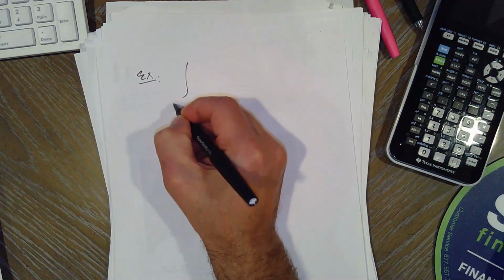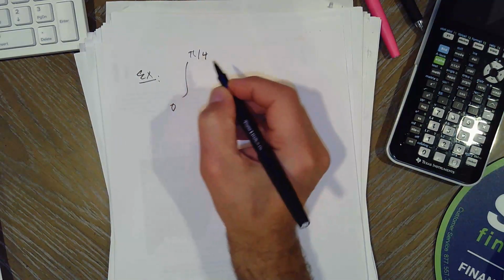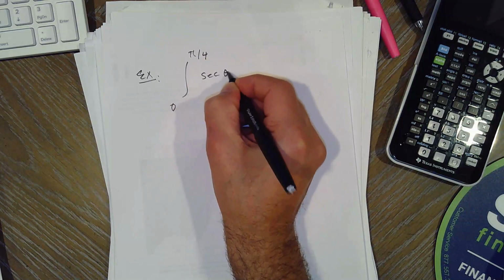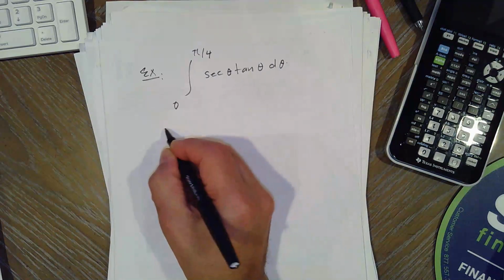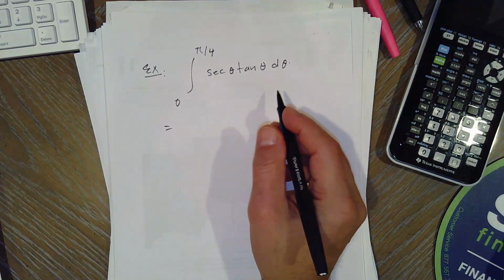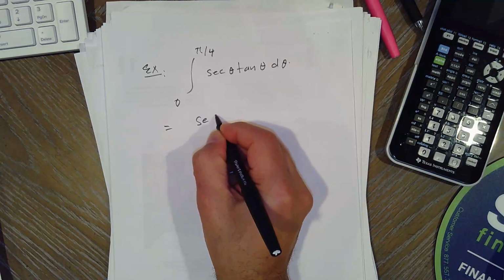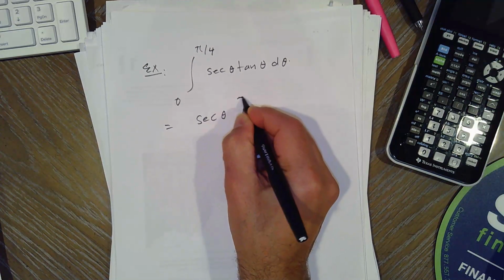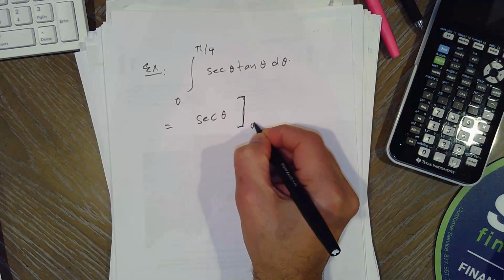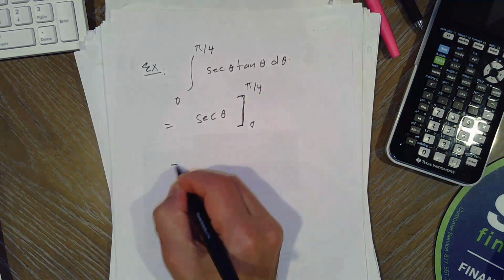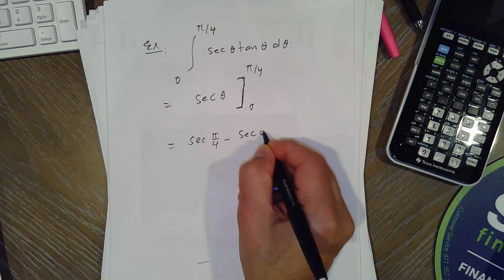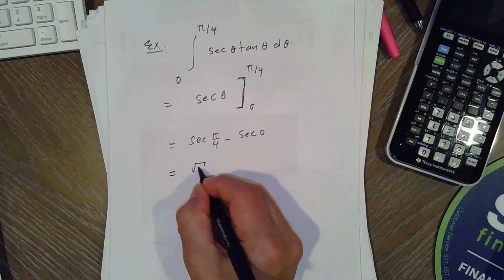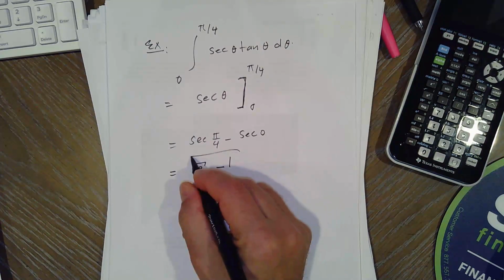Okay. Here's another example. This is not from the book. Integral from 0 to pi over 4 of secant theta tangent theta d theta. So we know the antiderivative of secant tangent is secant, so secant theta, and then we're going to put limits according to the second fundamental theorem of calculus. We plug the upper limit first, so secant pi over 4 minus secant 0. Secant pi over 4 is root 2, and secant 0 is 1.